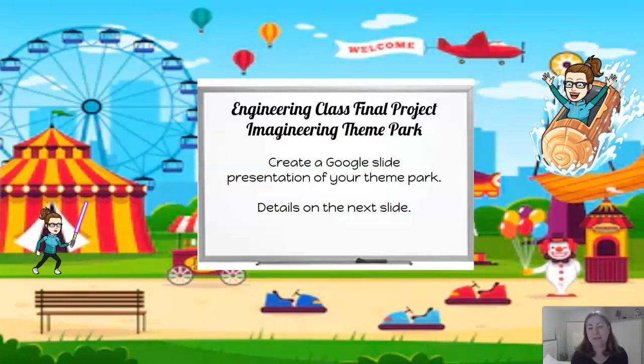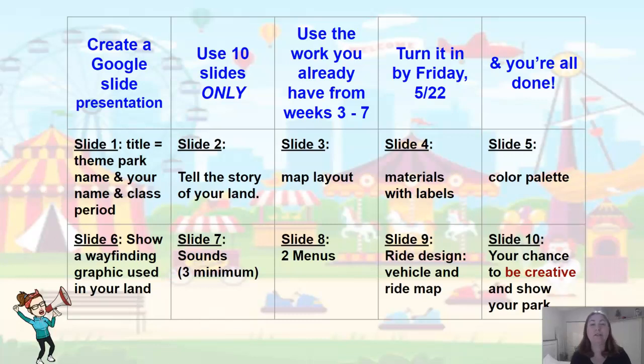So we're trying to put together our work from the past few weeks. If you fell behind a little bit, then you have a little extra work to do right now. If you were keeping up all along, this is cake, right? So we're trying to make a presentation of your theme park and putting it in Google Slides. So here is the master plan. I would like you to create a Google Slide presentation.